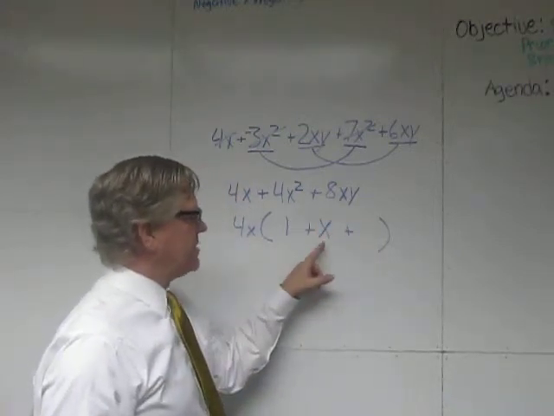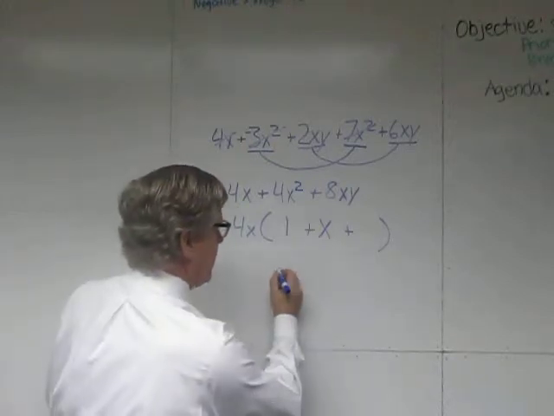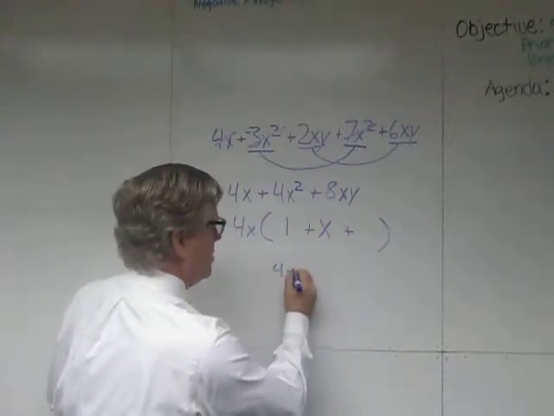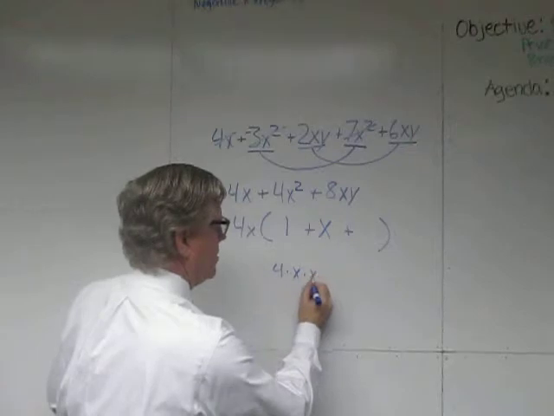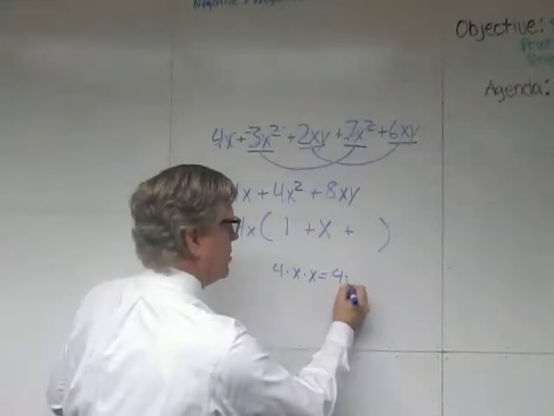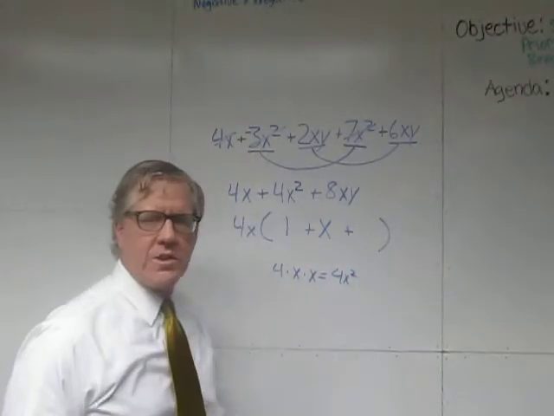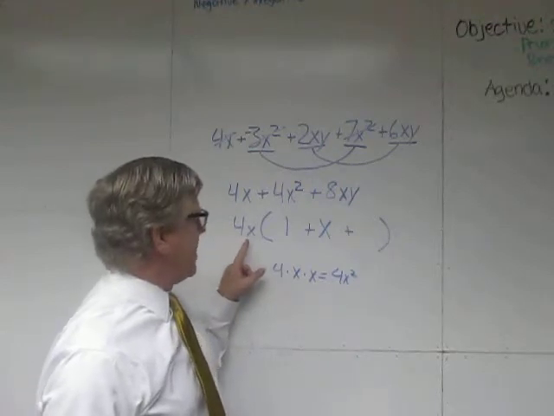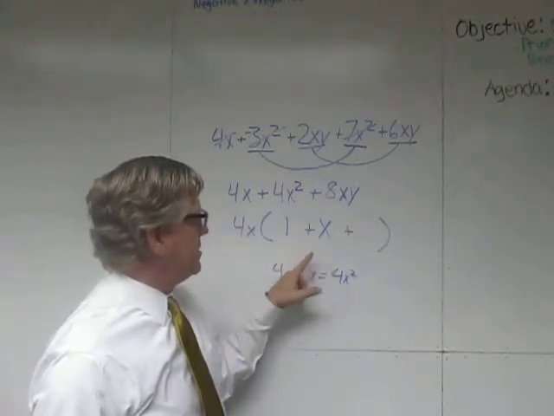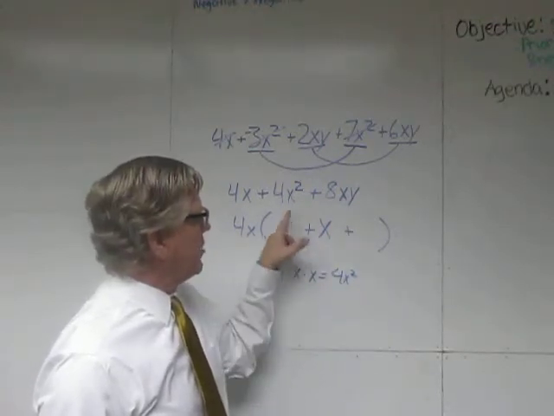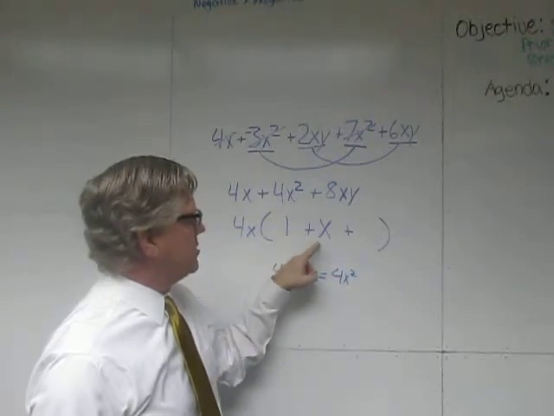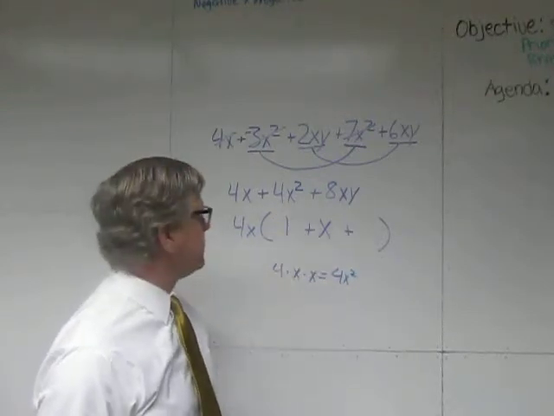4x times x, doesn't that equal 4x squared? If we do 4 times x times another x, it's going to give us 4x squared, which is what we want up here. So let's leave an x in here.